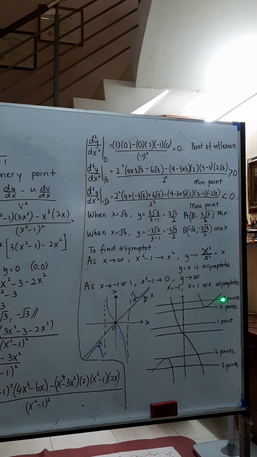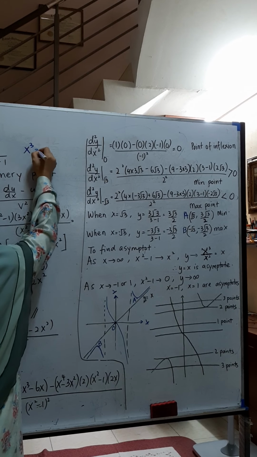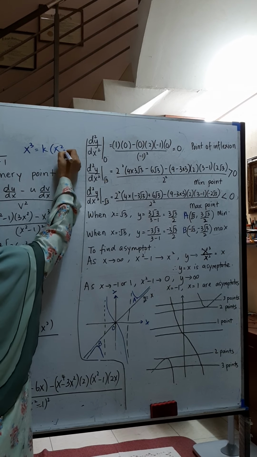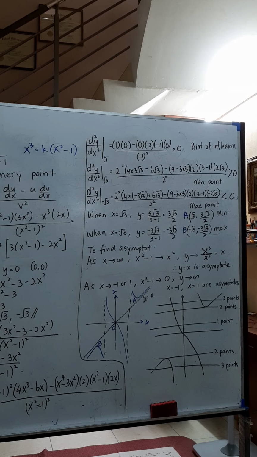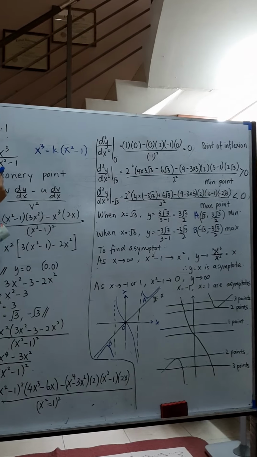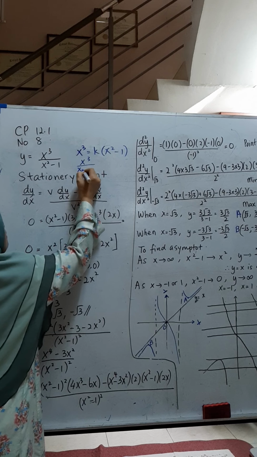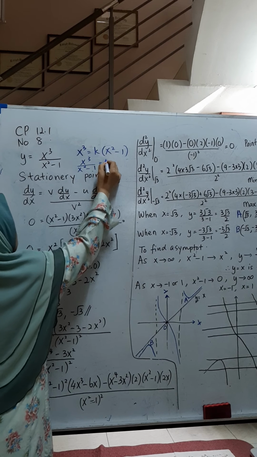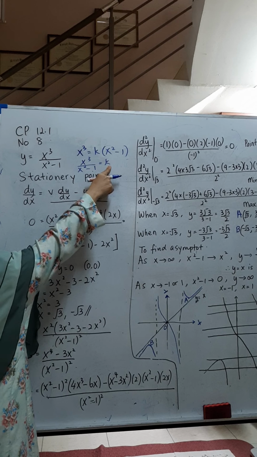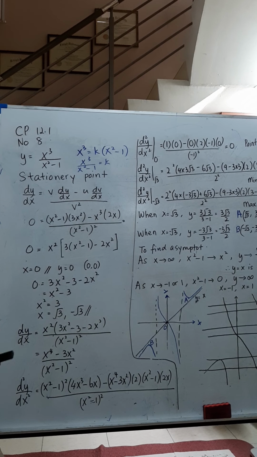Right. So next, the third task, when k varies. The question given is x cubed equals k times x squared minus 1 as k varies. As k varies, how many roots will you have? You can easily change it back to this expression here: x cubed over x squared minus 1 equals k, where k is any real number.